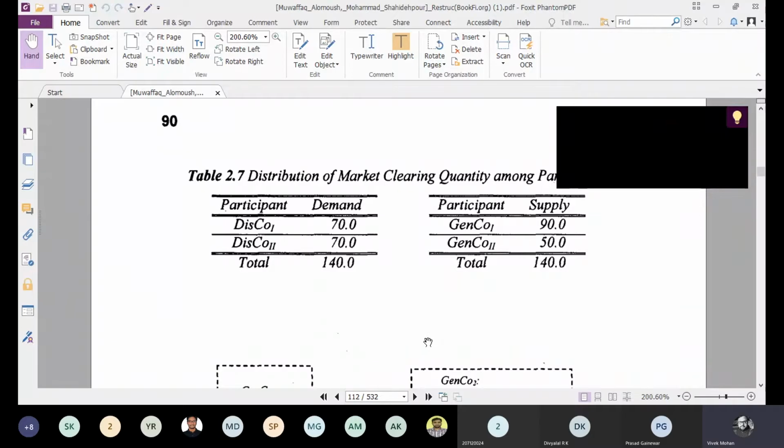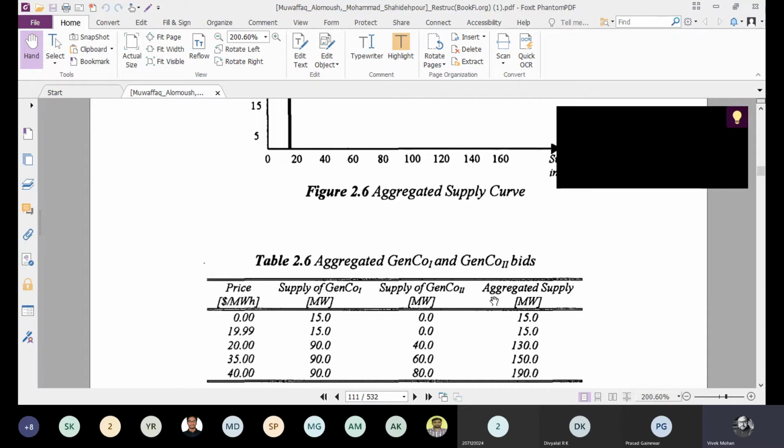We are finding how the market clearing quantity is distributed among participants. Now what about Disco 1 and Disco 2? What is the price now? 27.5. So at 27.5, what is the power demanded by Disco 1 and Disco 2, and what is the power supplied by Genco 1 and Genco 2? That we need to find out.